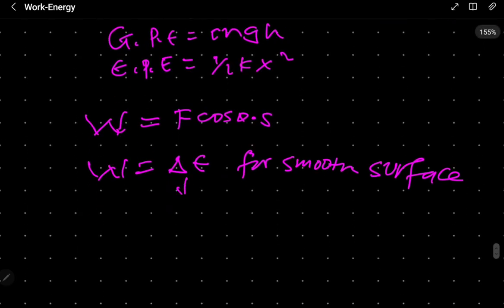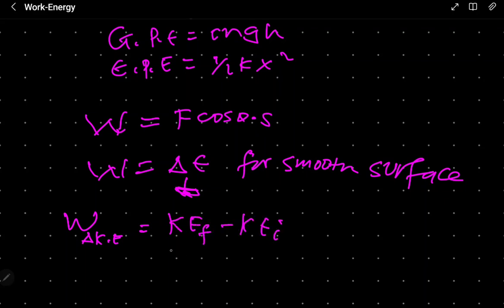Now, what kind of energy is changing in a given process? The work done to change the kinetic energy of a mass is given by the kinetic energy of the mass final minus the kinetic energy of the mass initial, half times the mass times v square minus u square.